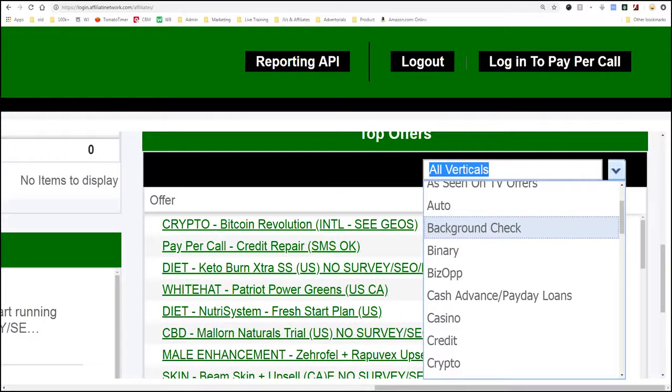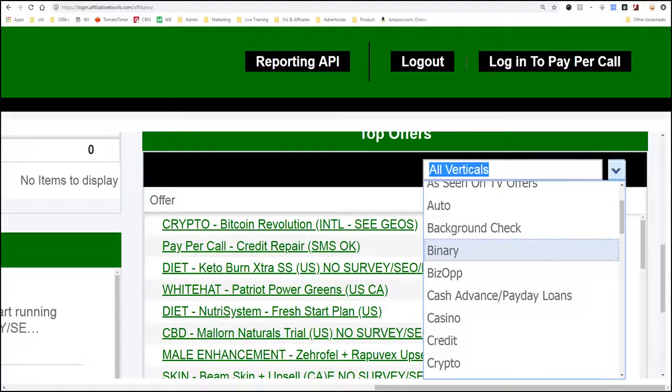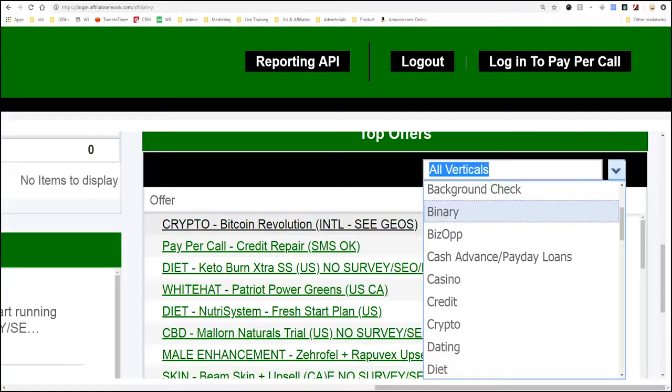Background check means that you are promoting a product where people are, maybe they're looking up a lover or a girlfriend or a boyfriend to do a background check on them, or even an employee worried about what information is going on. Binary stands for binary options. That's basically changed to cryptocurrency. BizOps stands for business opportunity. If you're learning how to be an affiliate marketer, or how to sell on Amazon FBA, or how to start a franchise, or how to sell anything, that's a business opportunity.